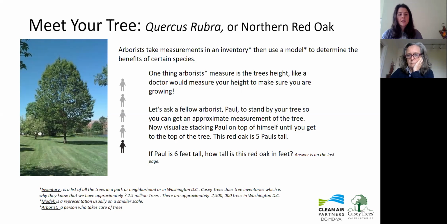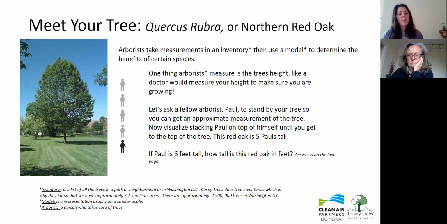So an arborist would measure this tree's height, kind of like you're measured every year at the doctor to make sure you're growing year after year. Arborists, when they take inventories, measure a tree's height. So let's see if we can measure this tree's height. I'm going to enlist the help of a fellow arborist, my friend Paul, and we'll use his height to determine the height of this tree using an approximate estimate.